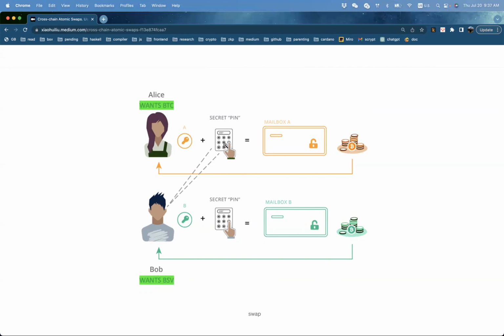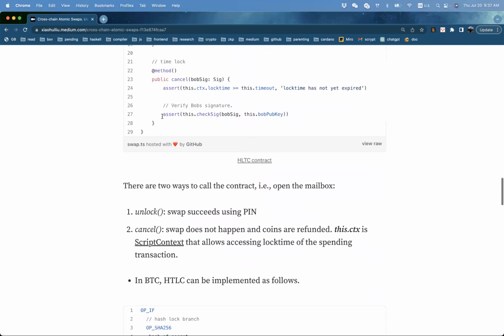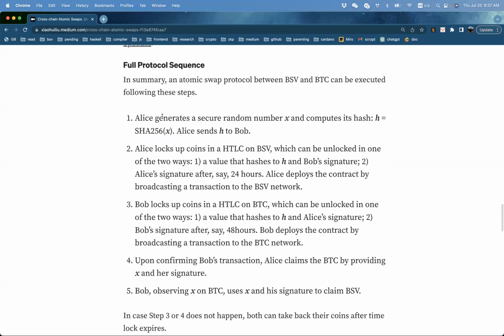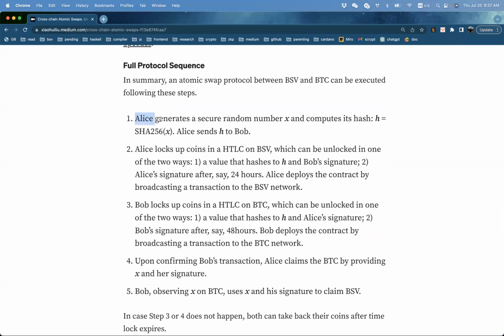Yeah, it depends on the setup. So if you look at the detailed protocol steps here, in this example, Alice generates the secret pin first, and then sends Bob the hash. But if you want Bob to open it first, then Bob has to generate the secret first, and then send the hash to Alice. You can reverse this. But in terms of the swap, there's no real effect, right? Because eventually they're going to get each other's, or nothing happens. So that's the beauty of this protocol.